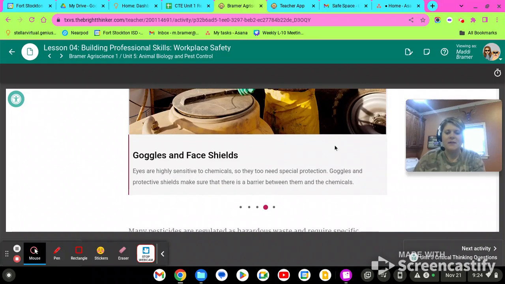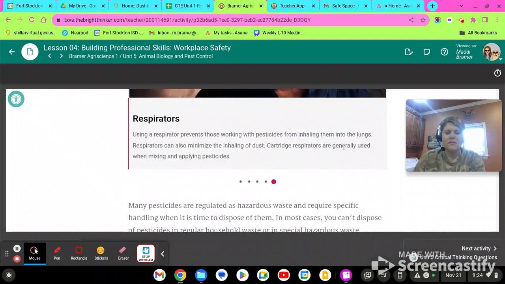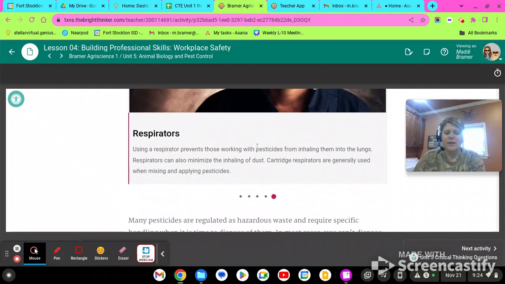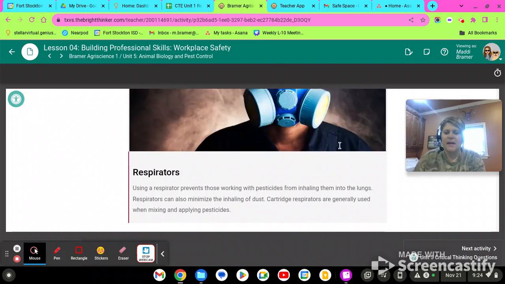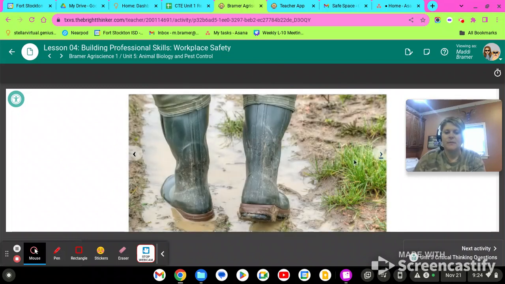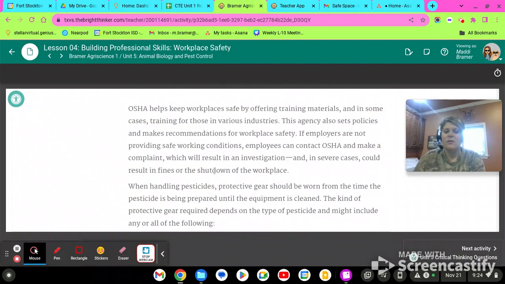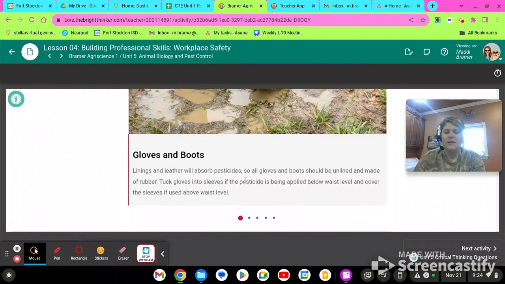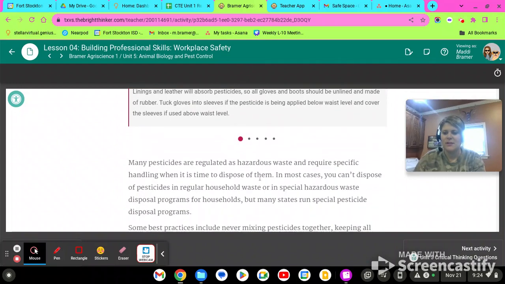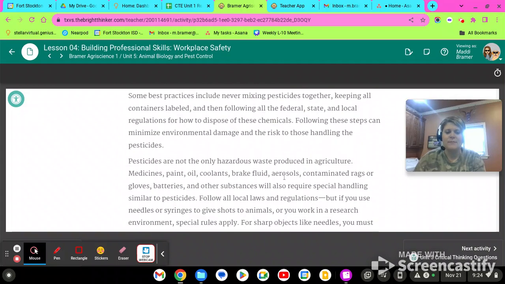Eyes are highly sensitive to chemicals, so they need special protection. Goggles and protective shields make a barrier between them and the chemicals. And then respirators. Using a respirator prevents those working with pesticides from inhaling them into the lungs. So that's a really heavy-duty mask. So that's just an example of a few PPE to use when handling pesticides. So these are no joke. These should not be taken lightly. They are dangerous and they need to be handled with caution.